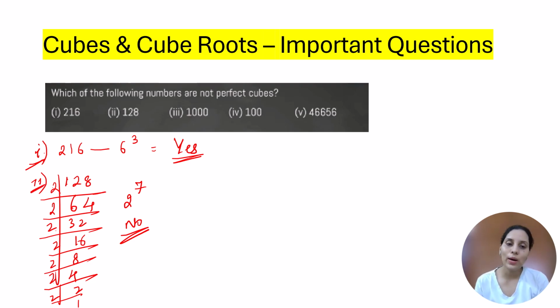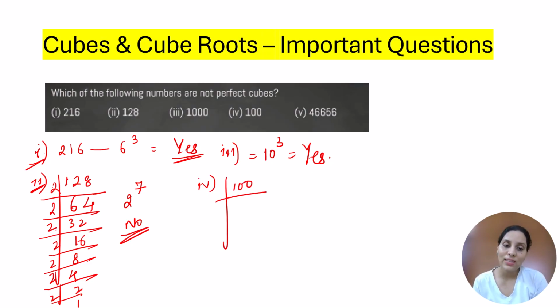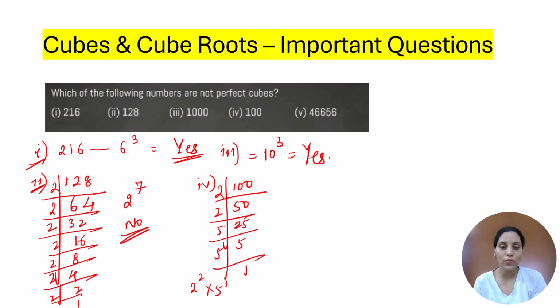Next one, third one is 1000. 1000 you already know it is 10 cubes, so yes, it's a perfect cube. Fourth one, 100. 100 again prime factorization. 2 50s are 100, 2 25s are 50, 5 5s are 25 and 5 1s are 5. So basically it is 2 square into 5 square, which means it is not a perfect cube. It doesn't have its triplet.